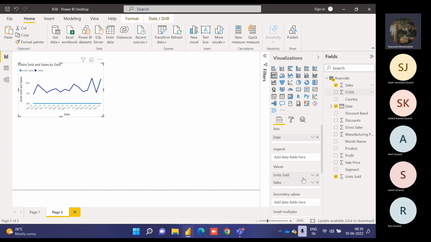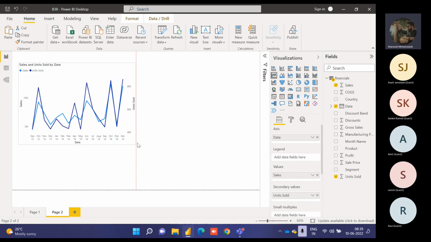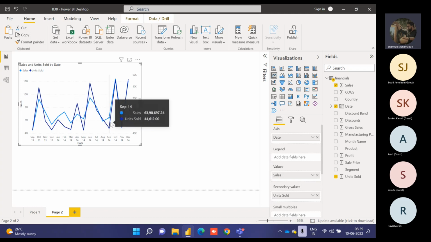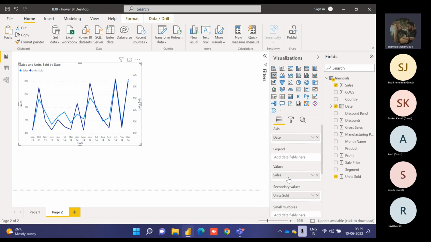So when you happen to compare two different values which have two different ranges, you can use the secondary values option. So let's say I will use units sold here. What happens with this is that if you have two different measures with two different ranges, and you still need to compare the values like this, then you can use the secondary value section in a visualization.